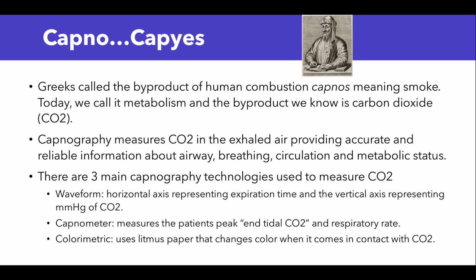There are three main capnography technologies used to measure CO2. We use waveform, where the horizontal axis represents expiration time and the vertical axis represents millimeters of mercury of CO2. And a capnometer, which we also use, measures the peak end tidal CO2 and respiratory rate. And then the colorimetric uses litmus paper that changes color when it comes in contact with CO2.